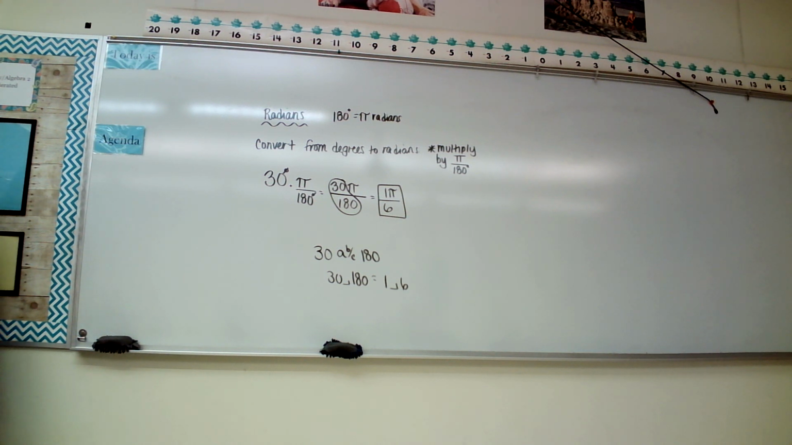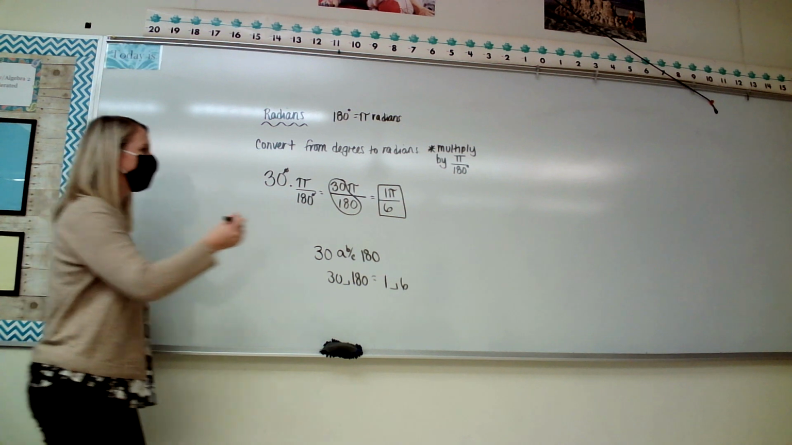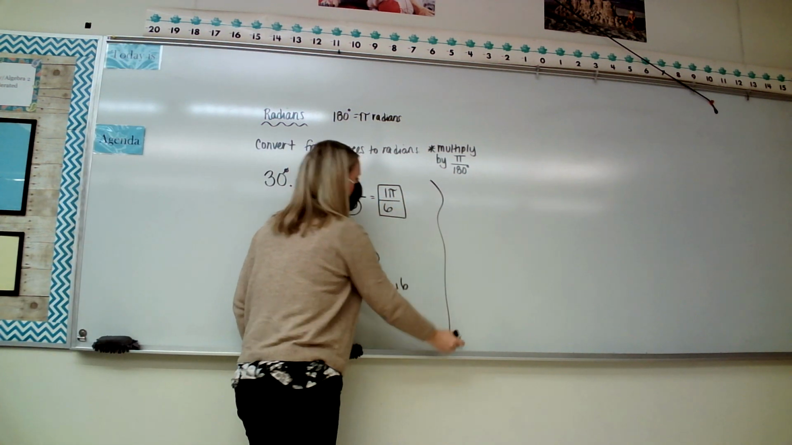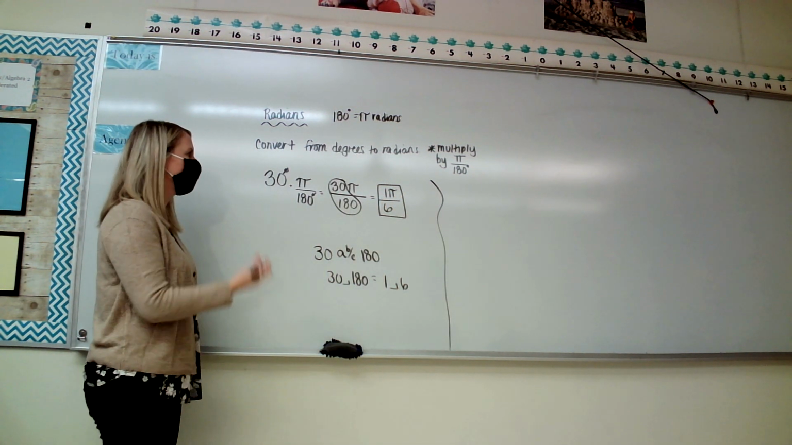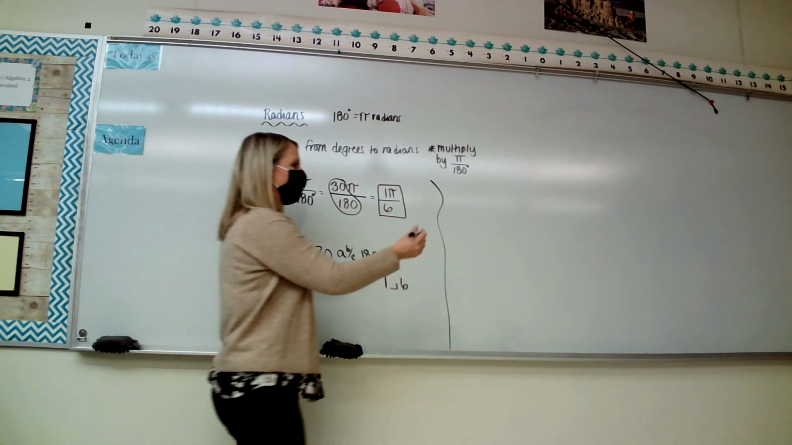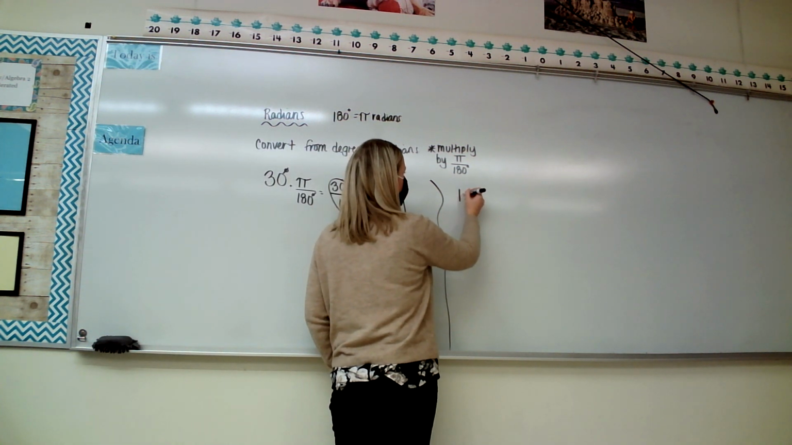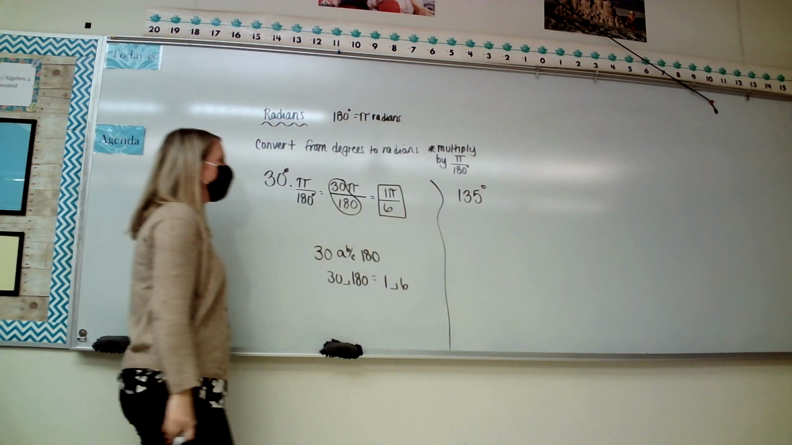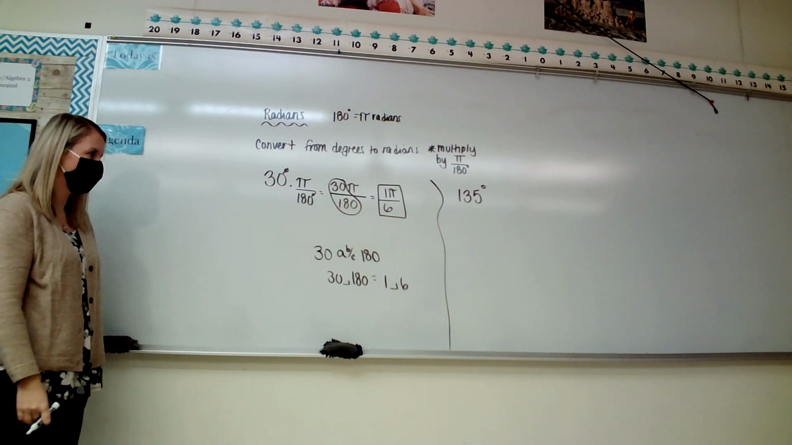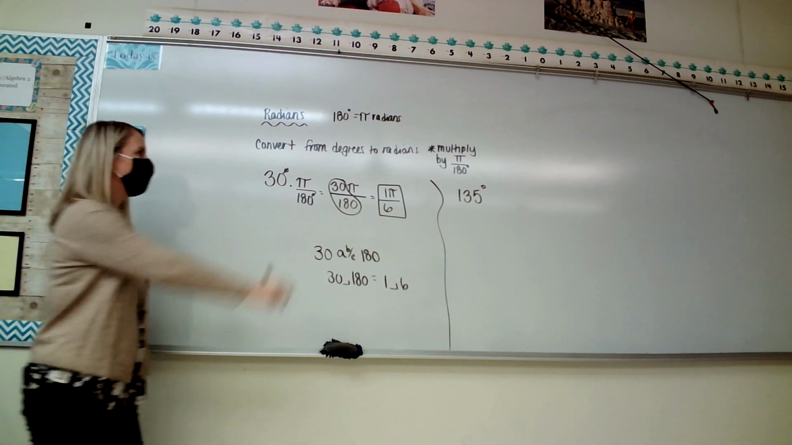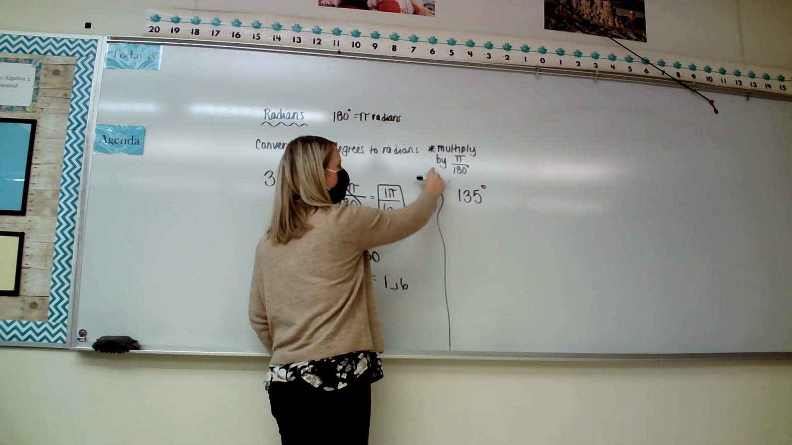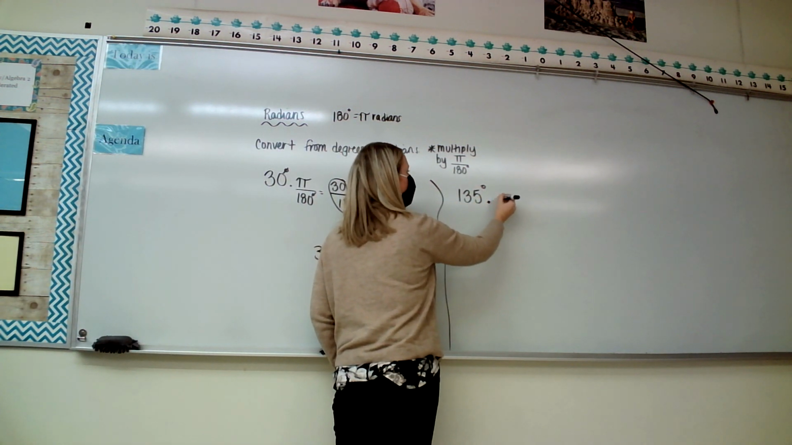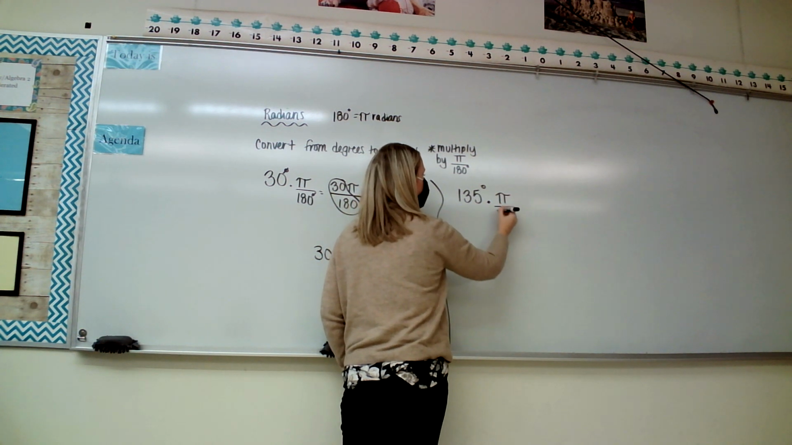So basically, every problem from here on out is that exact same step, the exact same reducing, just the original numbers will be a little different. So, same idea. I'm going to start with a different angle. Let's say my original angle is 135 degrees. And it's going to say convert from degrees to radians. Every time it says that, I'm going to multiply by the same thing. I'm going to multiply by pi over 180.